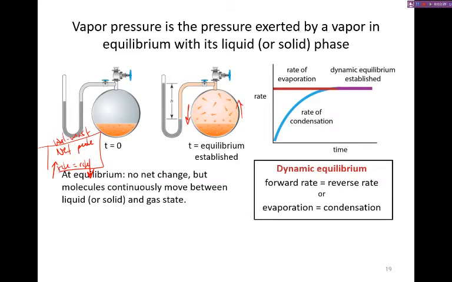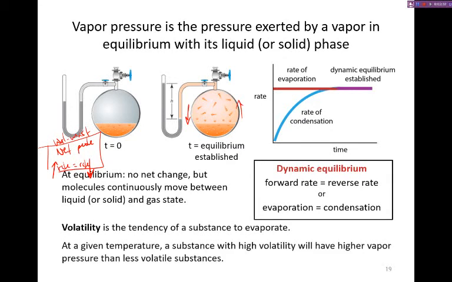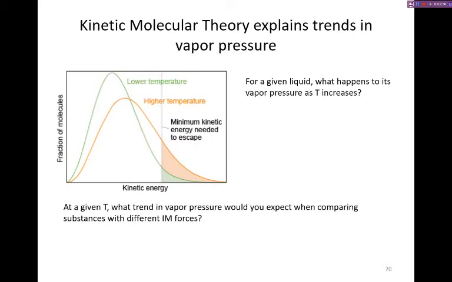And this happens because our substances are volatile. Volatile means that they will evaporate, and they're going to do so typically at room temperature. And so at a given temperature, a substance that has a high volatility has a higher vapor pressure than less volatile substances. And all of this can be explained using the kinetic molecular theory.